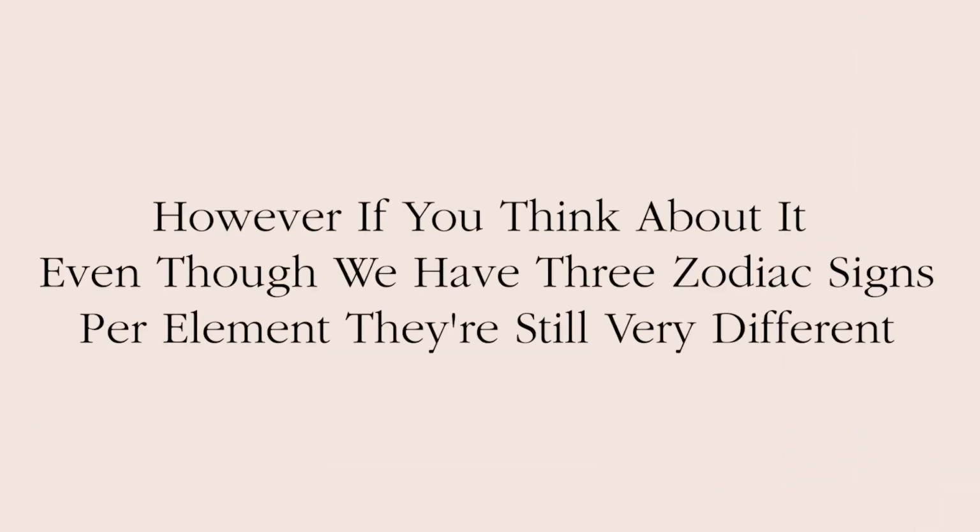So this is the first category that the zodiac signs get divided into, and the one that you might probably already know about. However, if you think about it, even though we have 3 zodiac signs per element, they are still very different. For example, an Aries, a Sagittarius, and a Leo, even though they are all fire and are similar in the sense they're very optimistic, have a lot of energy, they are still different.